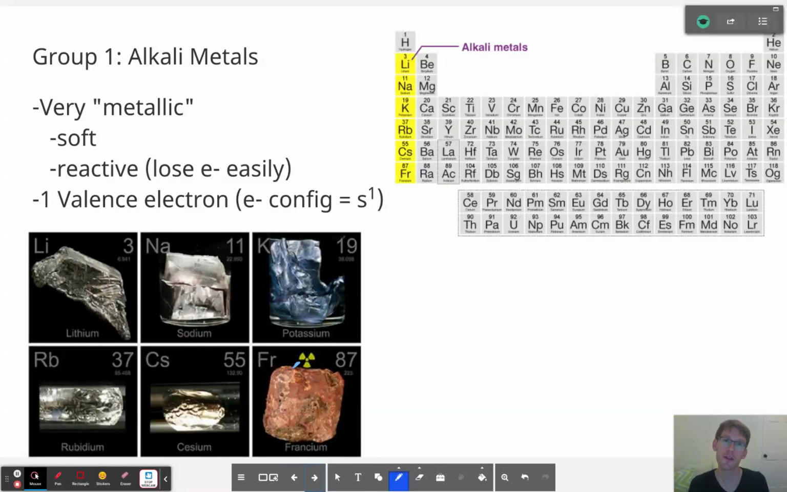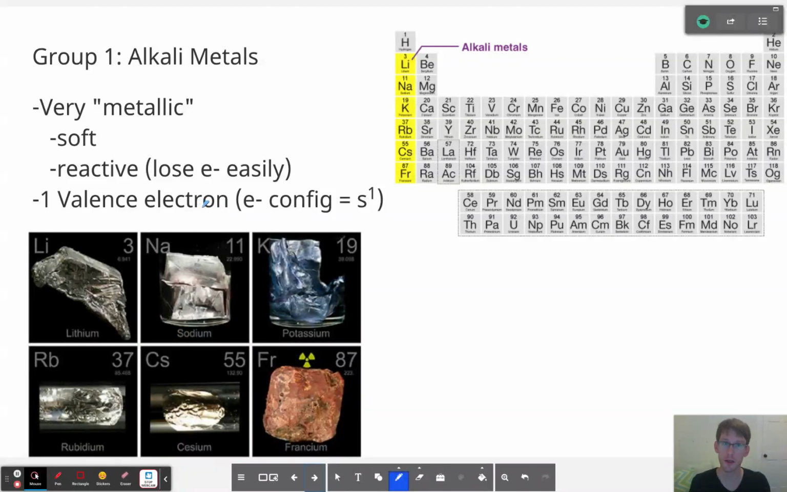Like astatine, francium is something that barely exists in the universe, so it's so radioactive you'll rarely see very much of it, which is why we see it here as essentially just a rock with a few francium atoms. But the others, they look quite metallic, and they are very, very soft. They're reactive because they're very close to that noble gas electron configuration. Metals will lose valence electrons. That's something that they all have in common. They will lose valence electrons, where nonmetals will gain them.